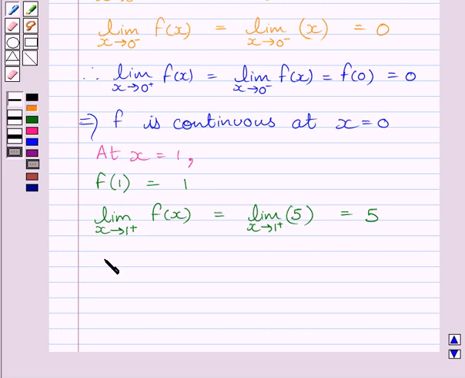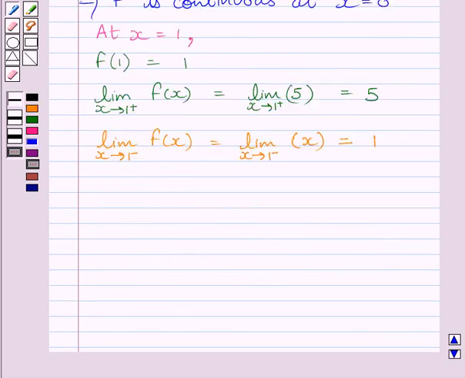Now let us find out the left hand side limit of the function at x = 1. That is the limit of x tending to 1 minus f(x), which is equal to the limit of x tending to 1 minus x. We know for x less than 1, f(x) = x. Now this limit is equal to 1. Clearly we can see the right hand side limit is not equal to the left hand side limit, or we can say the two limits do not coincide with each other. So the given function is not continuous at x = 1.